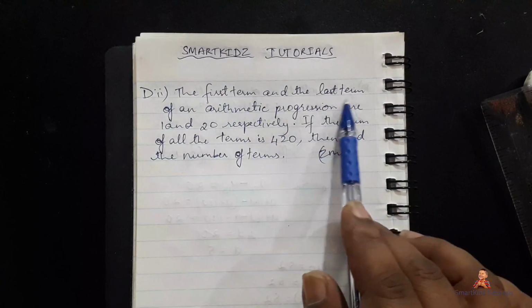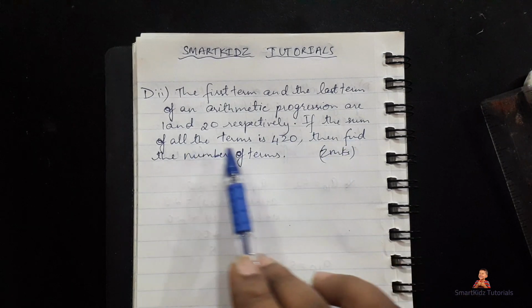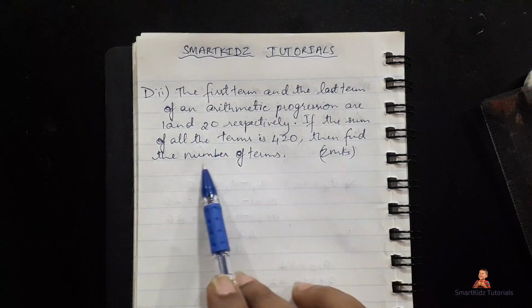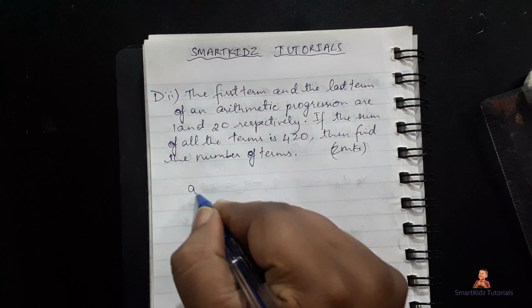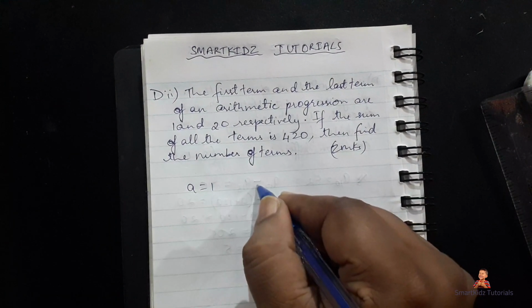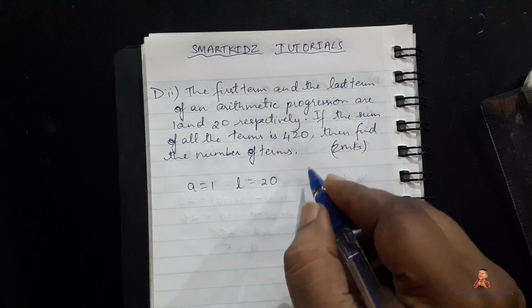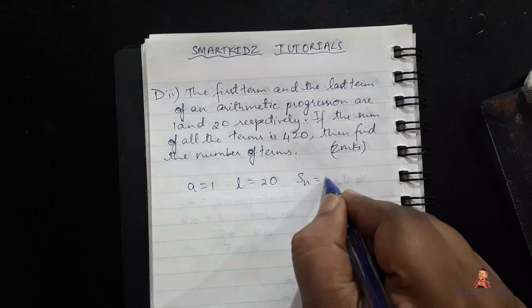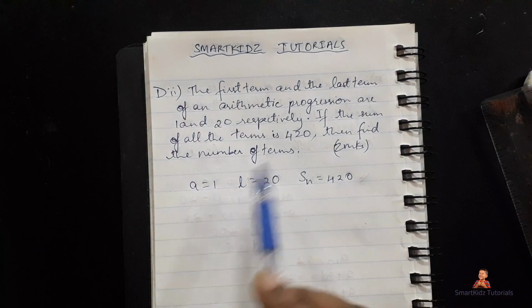Coming to the last part of question 1, the second part of question 1D. It says the first term and the last term of an arithmetic progression are 1 and 20 respectively. If the sum of all terms is 420, then find the number of terms. So we are given the first term 1, the last term is given as 20, and we are given the sum of all terms as 420. So Sn equal to 420. We need to find the number of terms.